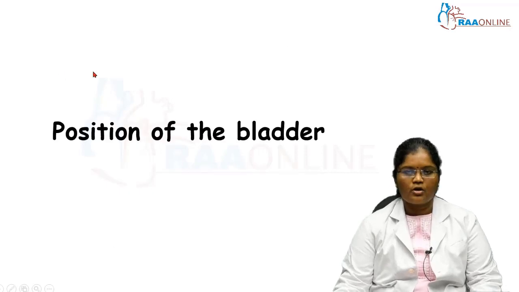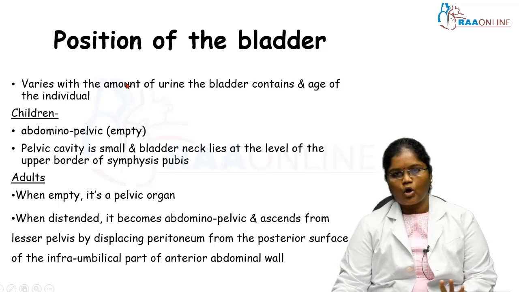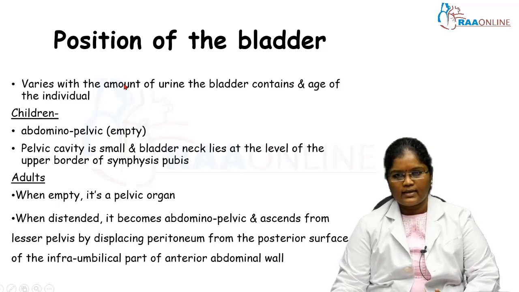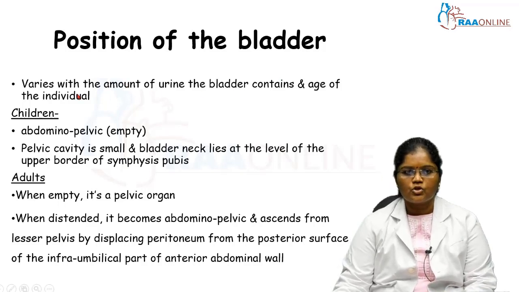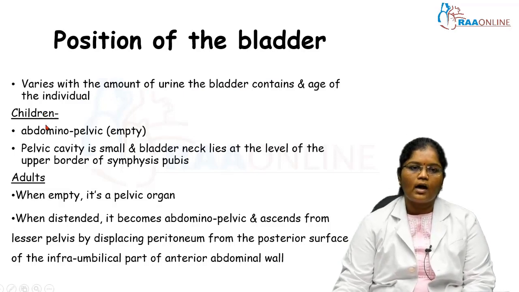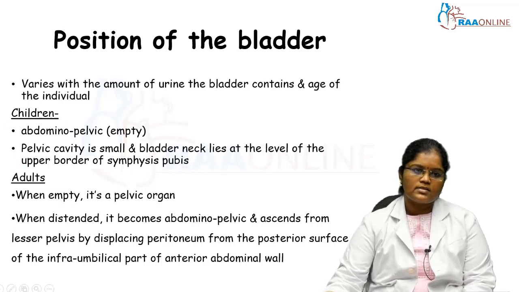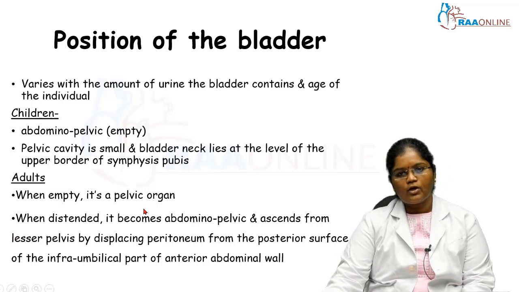Now let's see the position of the bladder. The position of the bladder varies with the volume of urine it contains and also the age of the individual. In children, the bladder is abdominopelvic, mostly in the abdominal cavity, since the pelvic cavity is small and the bladder neck lies at the level of the upper border of the symphysis pubis. Whereas in adults, when empty it is a pelvic organ.